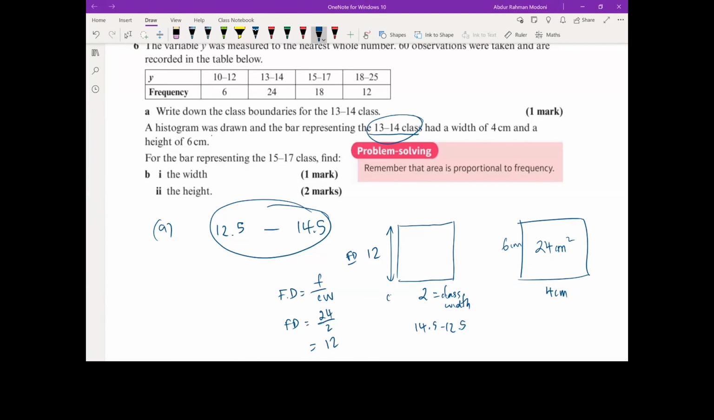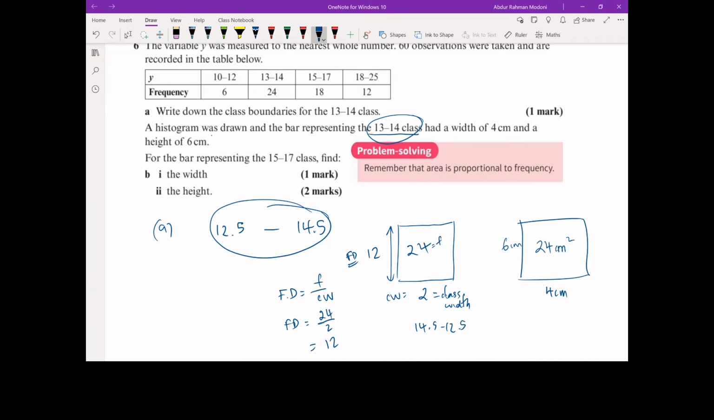So we know this frequency density here, and that was the class width. For that, we can see that the area of a histogram represents the frequency. So that area is 12 times 2, 24, which is what the frequency is. Okay. So we've got 24 there, which is the frequency.